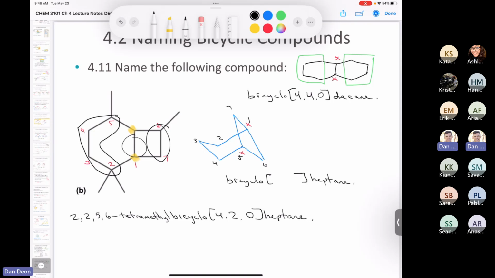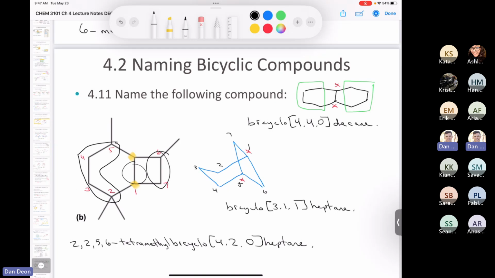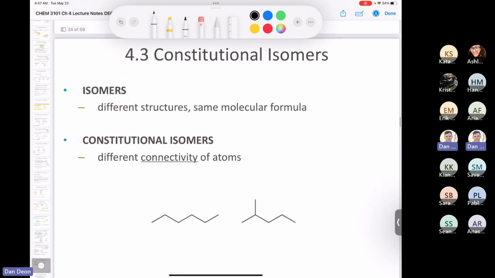Okay, what's my first number going to be? 3. And then what are the other numbers going to be? 3, something, something. Yeah, 3, 1, and 1. All right, and there you have it, my friends. Now you know how to name bicyclic compounds, just like that. So that brings us to section 4.3, which deals with constitutional isomers.